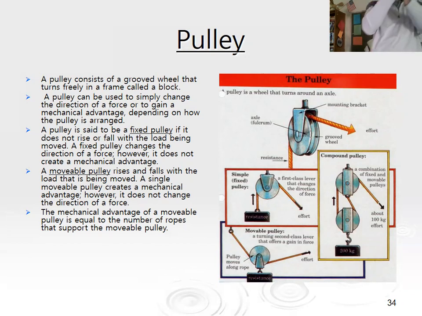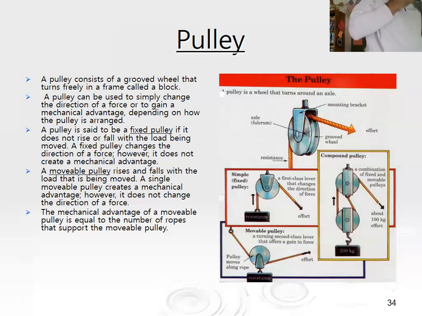It's easier just to pull down, isn't it? If I want to get something to that ceiling, it's easier for me to put a chain on it and pull the chain than to lift it up over my head. Okay? That's a fixed pulley. It gives you a mechanical advantage of one. It only changes the direction.